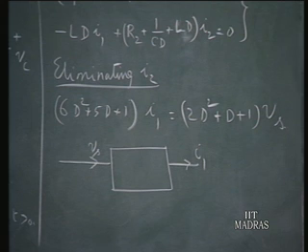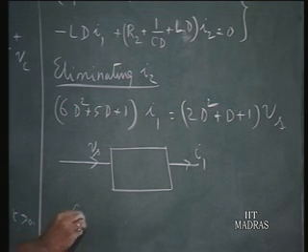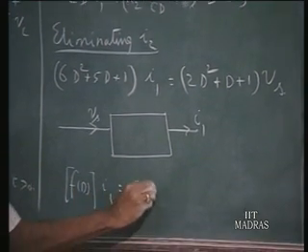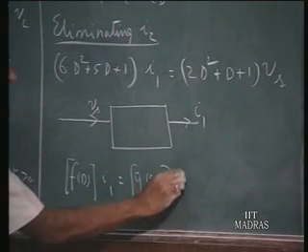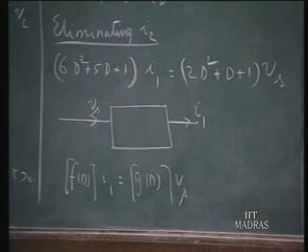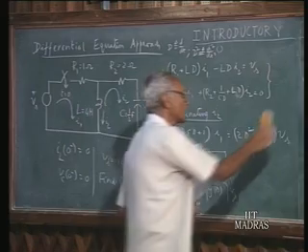This is characteristic of the type of differential equation we will get in all these problems. So this can be put in this fashion: an operator function F(D) operating on I1 equals another operator function G(D) operating on Vs, where this is the input and this is the output. The output and input are connected by differential operators of this type. F(D) operating on I1 will be G(D) operating on Vs. So this is characteristic of all single input, single output systems.